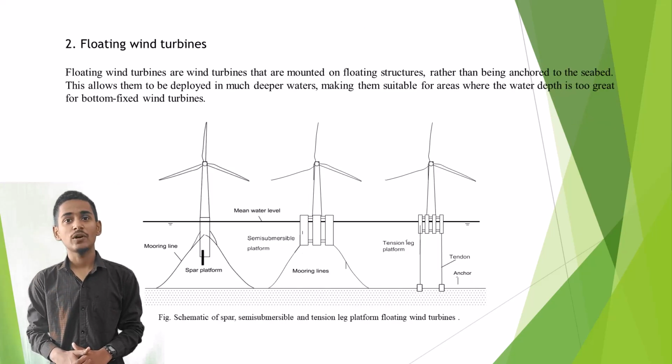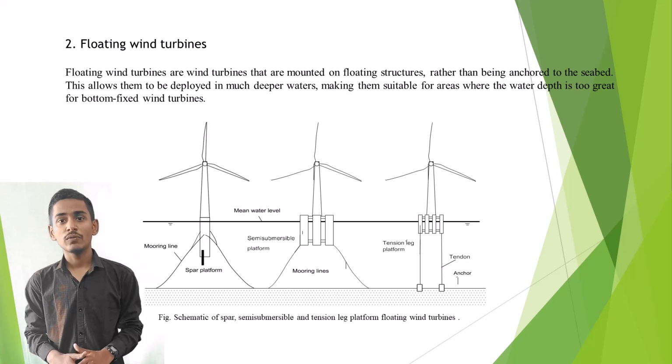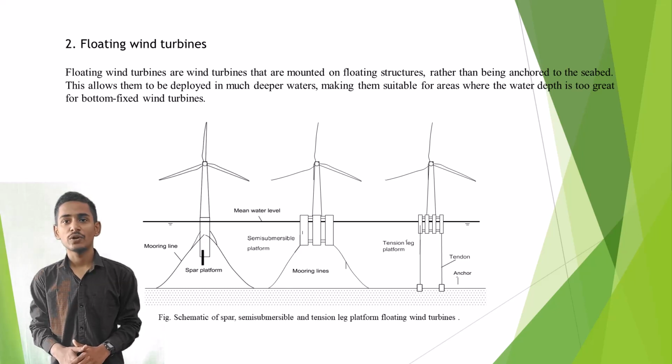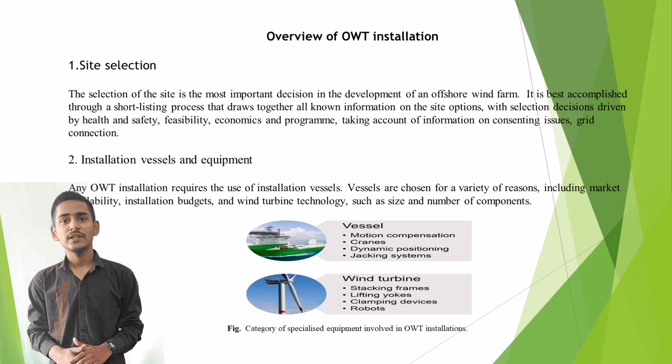Next, we'll be discussing the floating wind turbines. Floating wind turbines are wind turbines that are mounted on floating structures rather than being anchored to the seabed. This allows them to be deployed in much deeper water, making them suitable for areas where the water depth is too great for bottom fixed wind turbines. Next, we discuss an overview of offshore wind turbine installation.